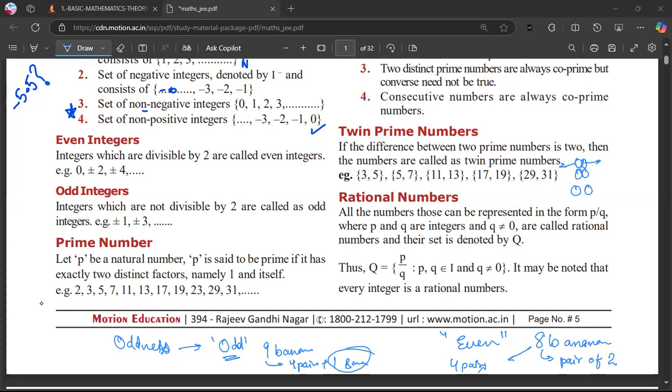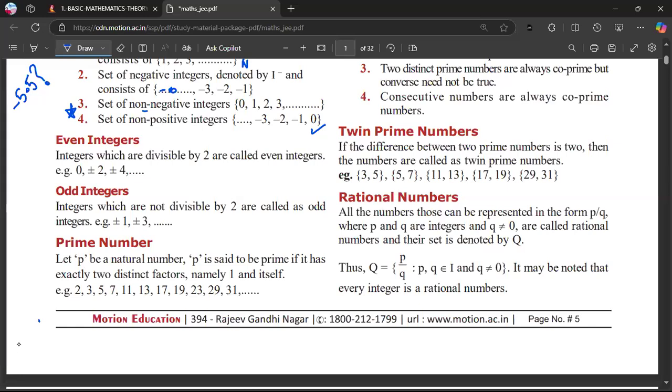Yes, sir. Yeah. So even integers, odd integers, prime numbers. Prime numbers are natural numbers where p is said to be prime if it has exactly two distinct factors, namely 1 and itself. So simply putting, any natural number having only two factors, 1 and the number itself, is a prime number. For example, these are some prime numbers.